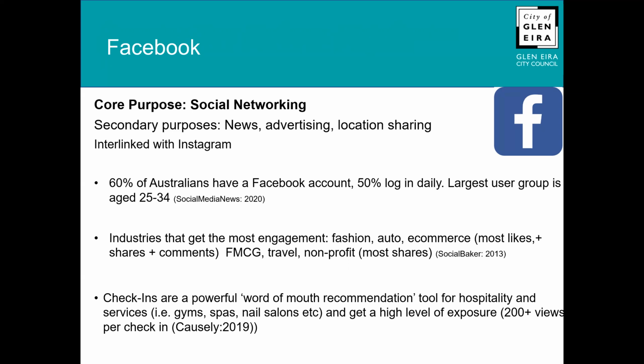And this is where you're going to find older Australians if you want to engage with them, sell to them, and have them become customers. The industries that get the most engagement from Facebook, that is the most likes, shares, and comments, are fashion, automotive, and e-commerce. If you think about them thematically, these are all trend-driven industries.